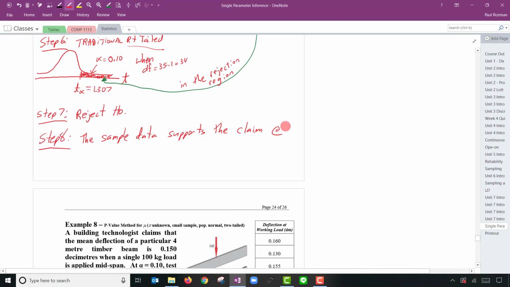I like to always add in the alpha. The sample data supports the claim at alpha equals 0.10 that the mean drill bit life is longer than 6,950 hours.